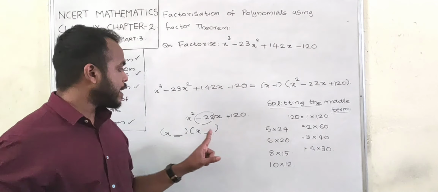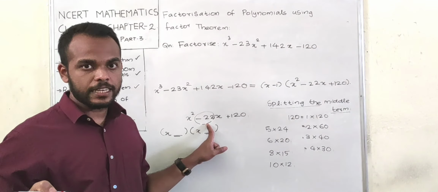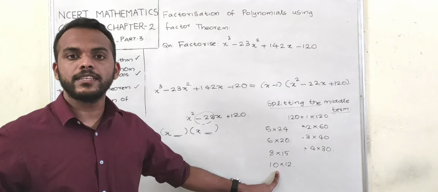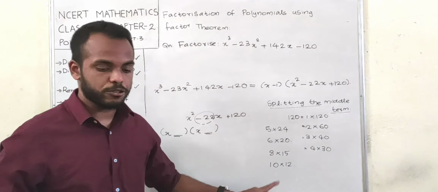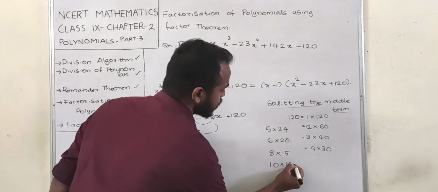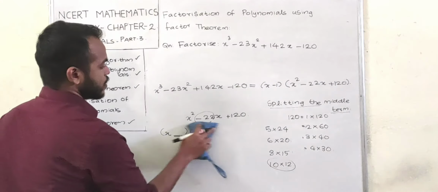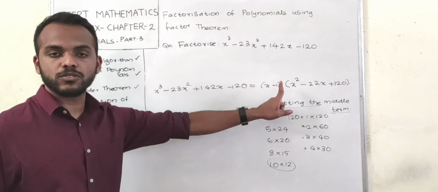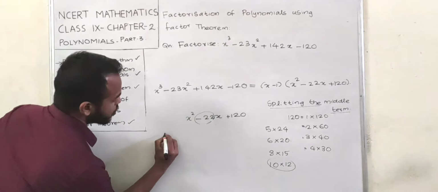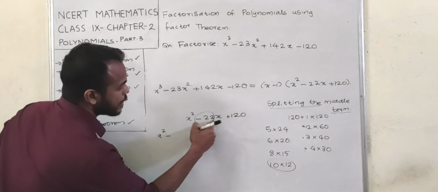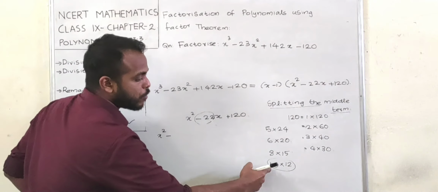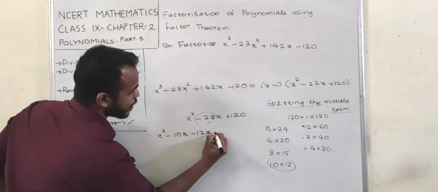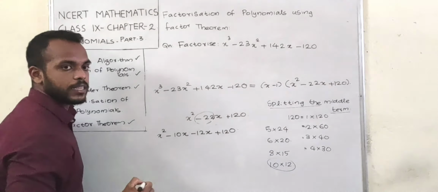So we got it. But it is minus 22, right? So we will take minus 10 and minus 12. What is the sum of minus 10 and minus 12? It's minus 22. So the numbers are 10 and 12. So I am going to split the middle term. That's why the process is called splitting the middle term. So I am going to write x square minus 22x, which can be written as the sum of 10 and 12. I am going to write x square minus 10x minus 12x plus 120.